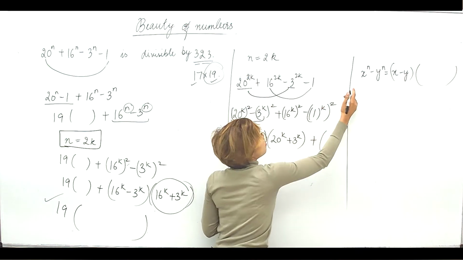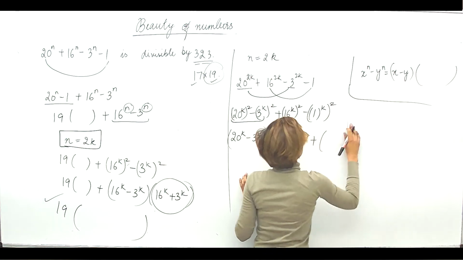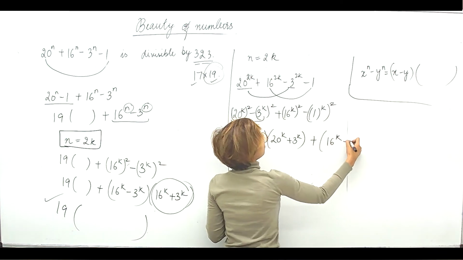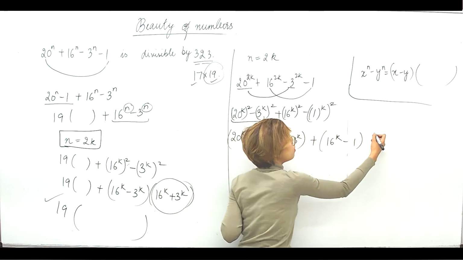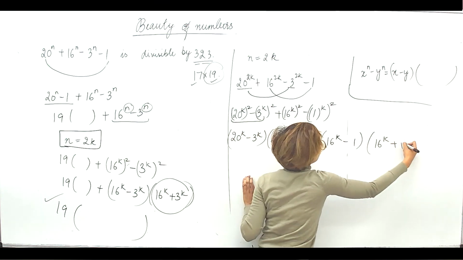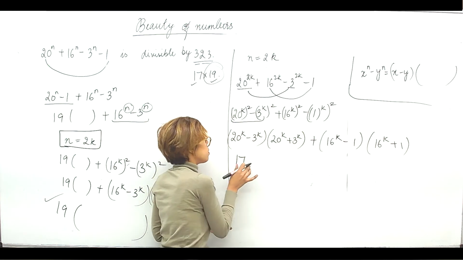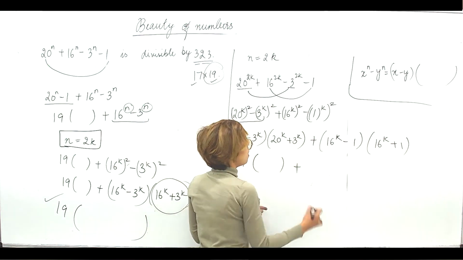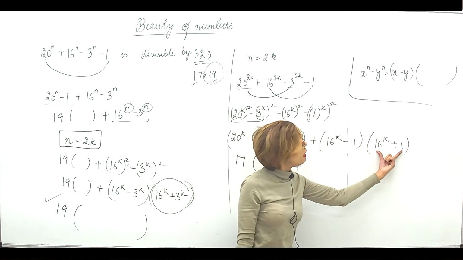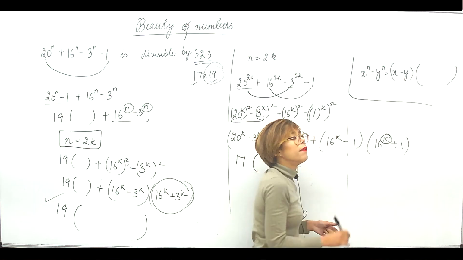So this is 16 raised to the power k minus 1, into 16 raised to the power k plus 1. From here I definitely get a factor of 17 common, so 17 into some integer. Now from here I can get 17 common provided k is odd.